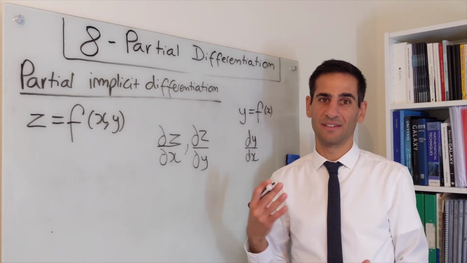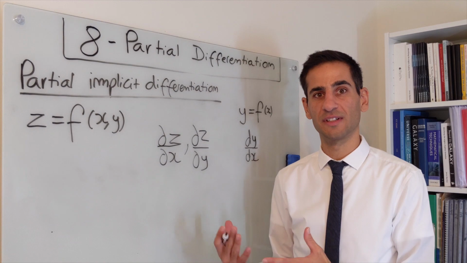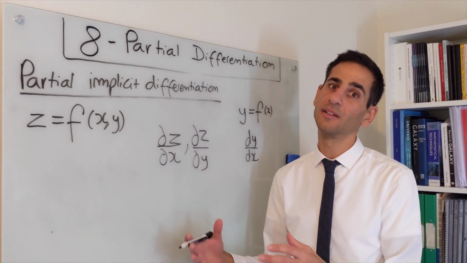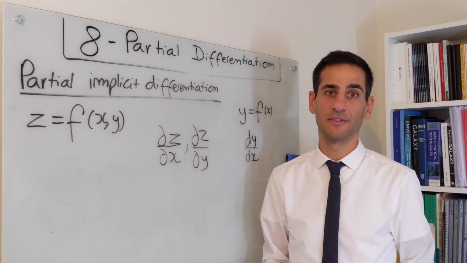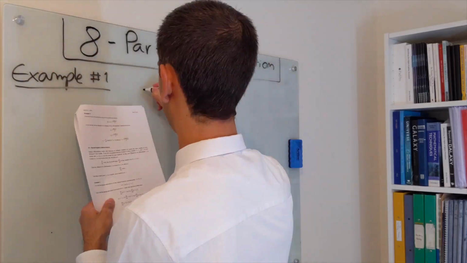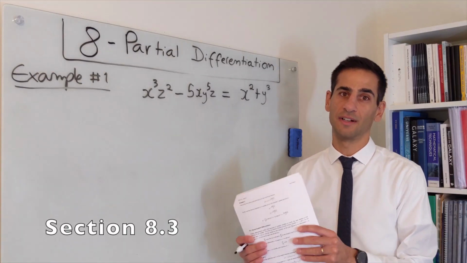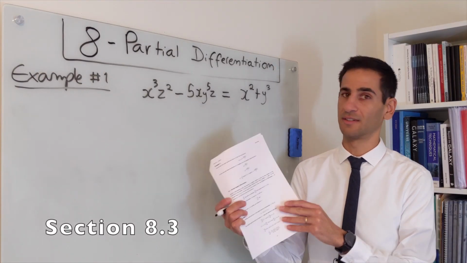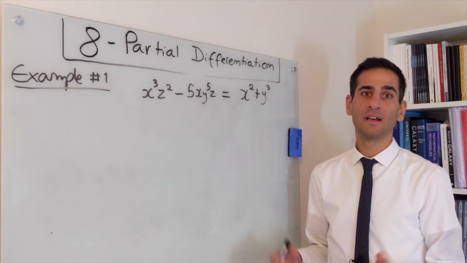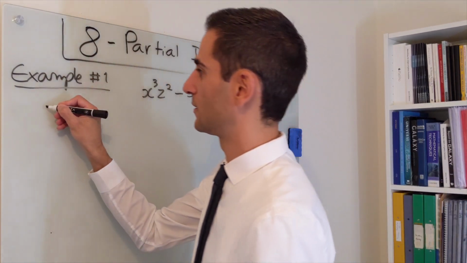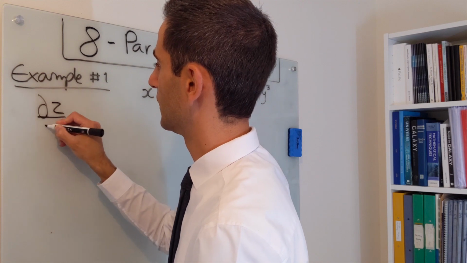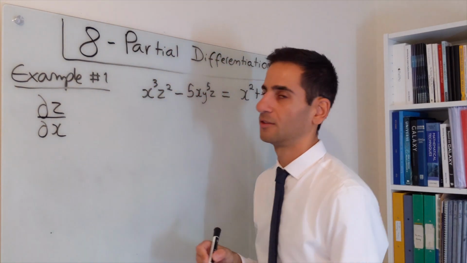Again, there's nothing like seeing an example to make sure that you understand the concepts and that you can extend them to partial implicit differentiation. So let's just do it. You can also find this example in the lecture notes. This is example number 1. Let's say that we want to calculate the partial derivative with respect to x.